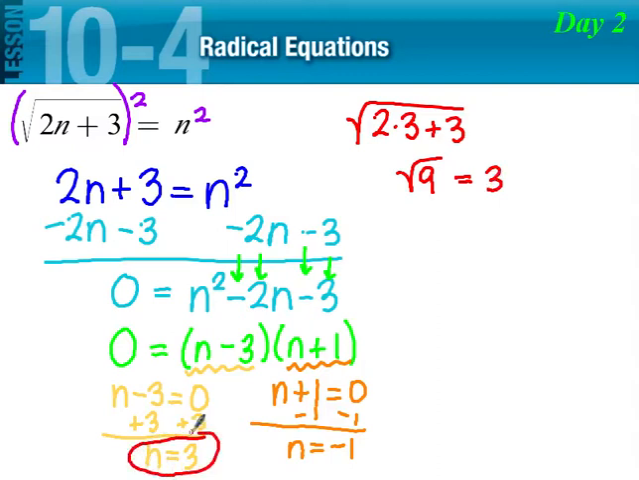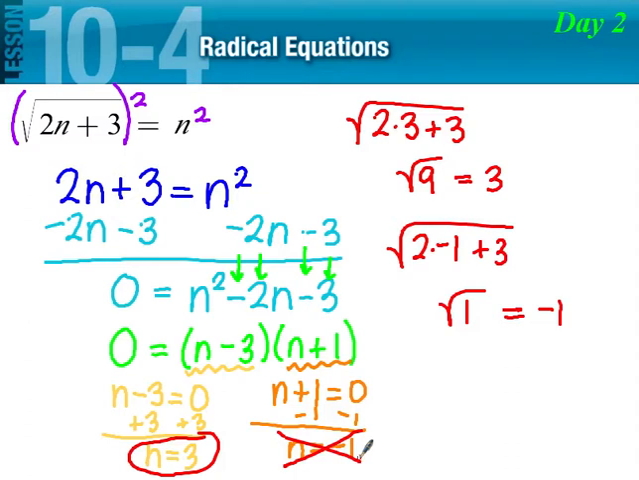Now I'm going to do the same thing with n equals negative 1. So I've got the square root of 2 times negative 1 plus 3. What's 2 times negative 1? Negative 2, plus 3 is 1. So does the square root of 1 equal negative 1? No. So this is what we call an extraneous solution. It's extra, which means it doesn't count, so we just cross it off. If I would have crossed off both solutions, my answer would have just been no solution.